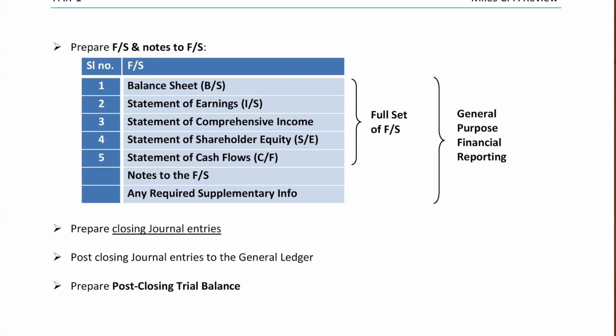On page 12, financial reporting. So financial reporting is where you prepare the financial statements, including the balance sheet, the statement of earnings, which is the income statement, the statement of comprehensive income, statement of stockholders' equity, and the statement of cash flows. All of these 5 statements are a full set of financial statements. And then over and above these 5 statements, you've got notes to the financial statements and any required supplementary information. Now, this constitutes general purpose financial reporting.